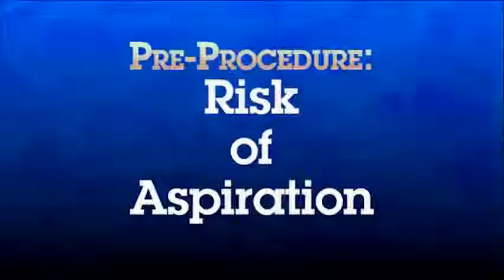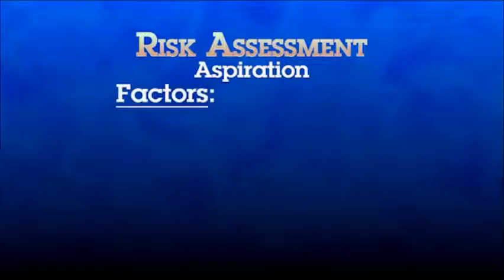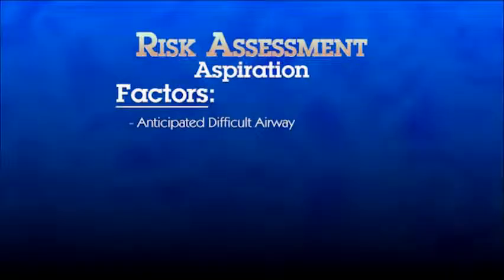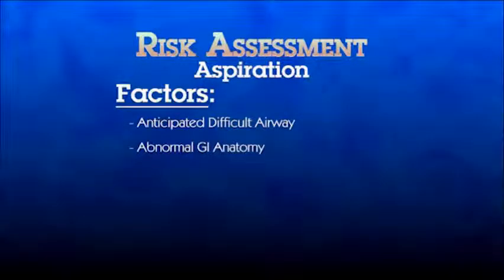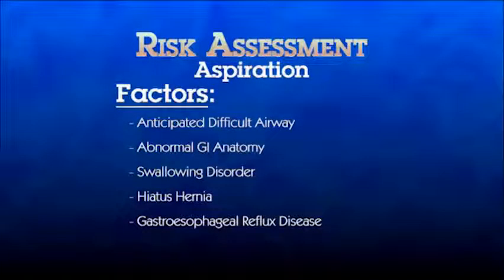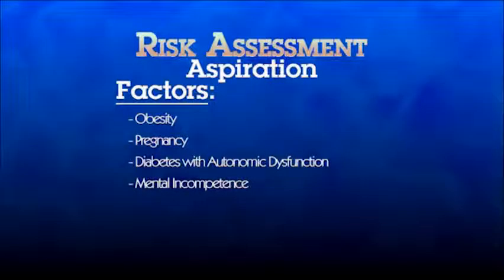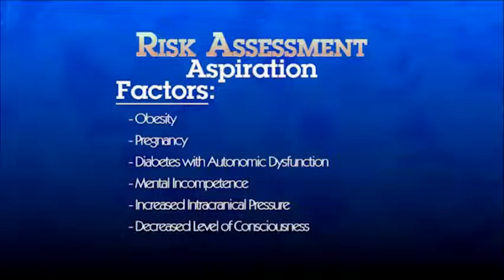Risk assessment of the airway also includes the collateral risk of aspiration of gastric contents into the airway when the patient's protective reflexes are depressed by sedation. The evaluation also assesses the patient's risk of aspiration during the procedure. Many factors indicate an increased risk of aspiration, including an anticipated difficult airway from factors just discussed. Also, abnormal GI anatomy, including a swallowing disorder, hiatus hernia, and GERD. Other factors include obesity, pregnancy, diabetes with autonomic dysfunction, mental incompetence, and either increased intracranial pressure or decreased level of consciousness.